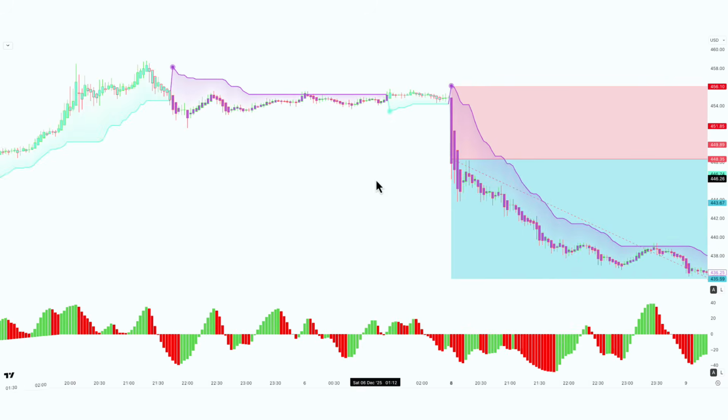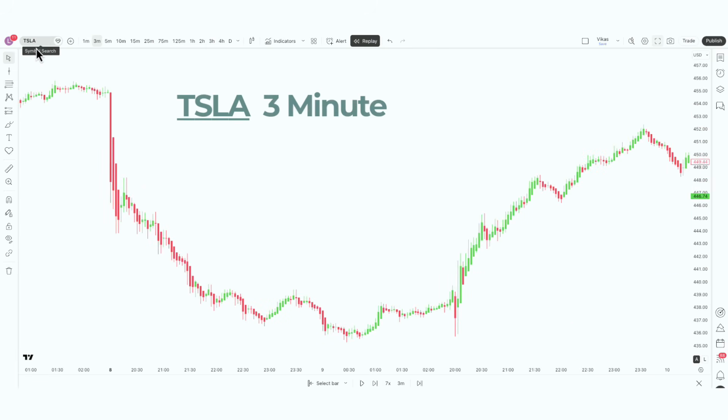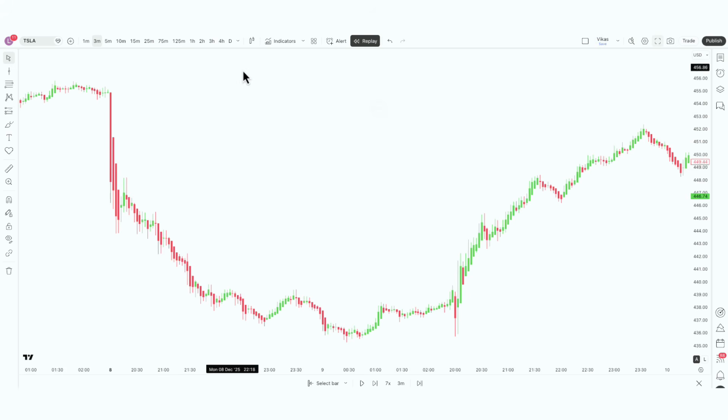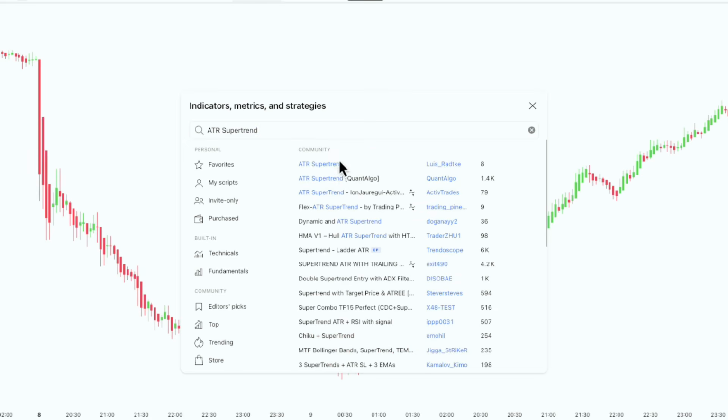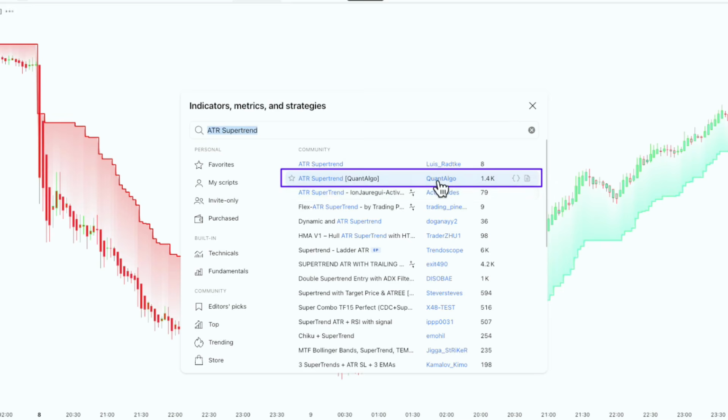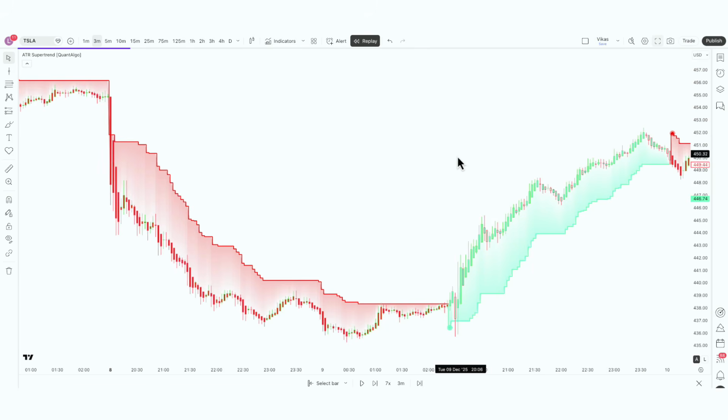Let's start the video. We open the TSLA 3-minute chart. And don't sweat the time frame either. Next, you'll want to find those magic indicators. Head over to the Indicators tab and search for the ATR Supertrend. Select the indicator made by Quant Algo and add it to the chart.